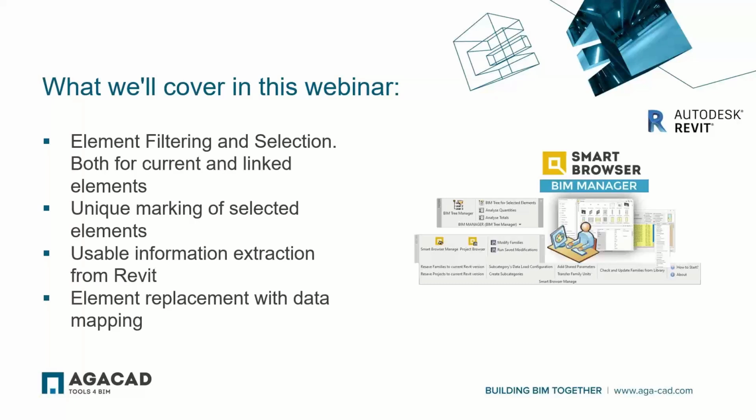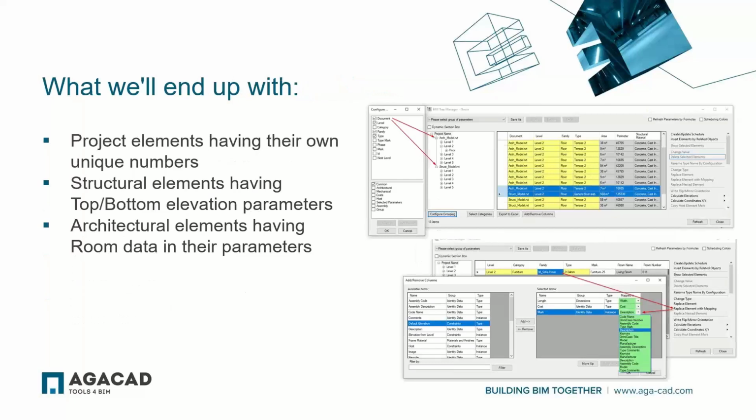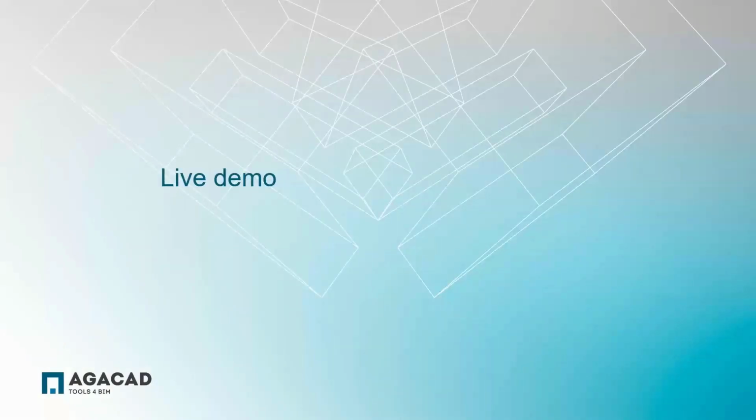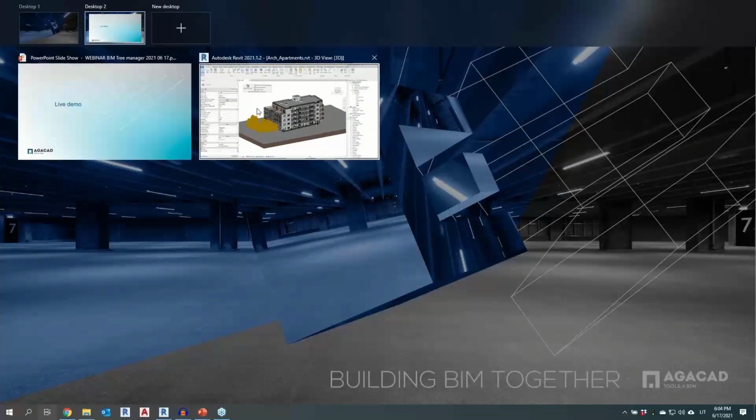And then element replacement with data mapping. So in case you're changing one family with another, no data is lost, and you can tell our tool where to put certain parameters data from one family to another. And of course, at the end, we will end up with a project where all those things will be performed. So we'll have some families a little bit modified, some extra data added, and you will see how easy it is with this tool. And let's jump to the live demonstration.